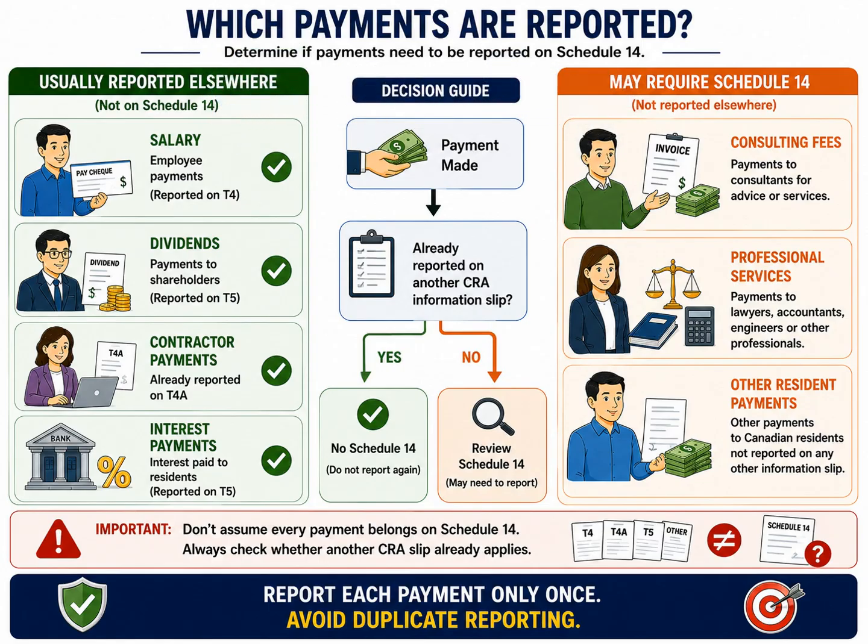If the answer is no, then review the Schedule 14 requirements to determine whether the payment should be disclosed. Examples may include certain consulting fees, professional service payments to lawyers, accountants, engineers, or other Canadian residents, as well as other miscellaneous payments that are not captured by another CRA reporting slip. The key point is that Schedule 14 acts as a safety net. It helps ensure that payments which might otherwise go unreported are still disclosed to the CRA.